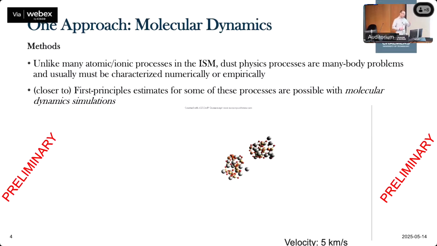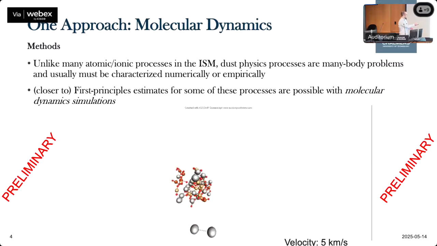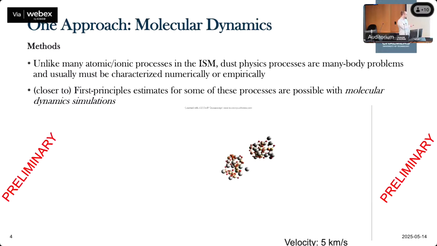The way that we're trying to place constraints on these processes is through molecular dynamics simulations. I think these might actually be the smallest scale simulations ever run of the ISM. I'm not entirely sure, but it seems reasonable. Unlike many of the atomic and ionic processes in the ISM, dust physics processes involve many more particles, which makes them very difficult to tackle analytically with pen and paper, and so they usually have to be characterized numerically or empirically. Now with modern computing and numerical technologies, we can get closer to first principles estimates for some of these processes with molecular dynamics simulations, of which hopefully this will play. Those are two small dust grains, for which we're simulating their dynamics and the formation and breaking of chemical bonds. Well, it's not letting me play it again.